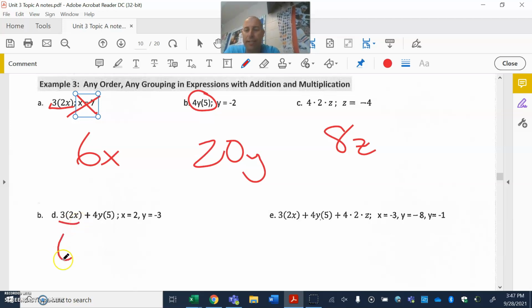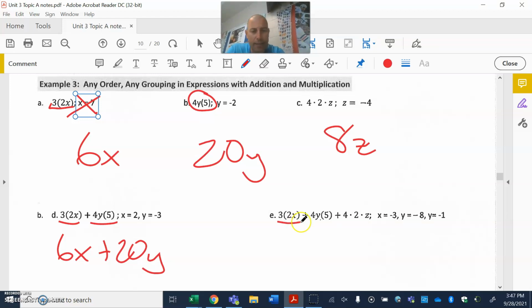Okay, let's look what's going on in B. 3 times 2x, okay, 6x. 4y times 5, okay, 20y. Can we combine them? No like terms. One of them's an x, one of them's a y. We can't here.